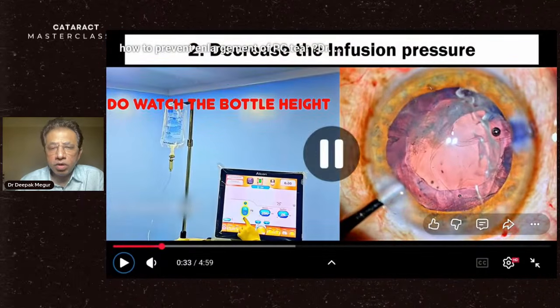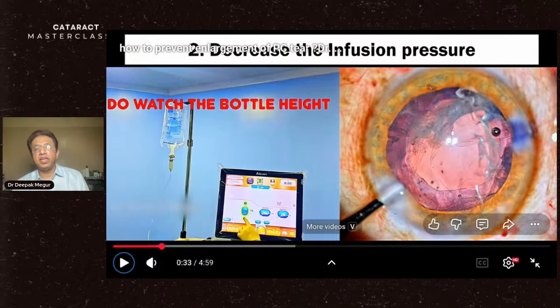The next important thing would be to decrease the infusion pressure. Remember, this is not highlighted much. So whenever you have a posterior capsular tear and you're considering doing an anterior vitrectomy, first watch the bottle height. You have to decrease the bottle height, because the eye already has an OVD, and if you go in with a bottle height of 90 centimeters, it is going to blow open the posterior capsule.